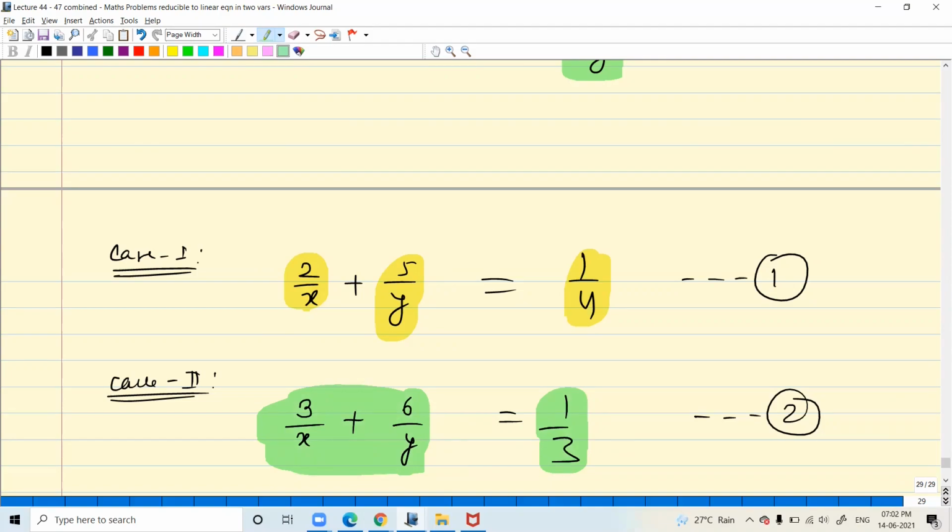Sir, then this is the work done per day, sir. Per day, yes. We are equating. We are not interested in the total work, we are interested in an equation. So what we did is we took how much work they are doing together in 1 day. So 2 by X plus 5 by Y. This is the work done by these people together in 1 day.